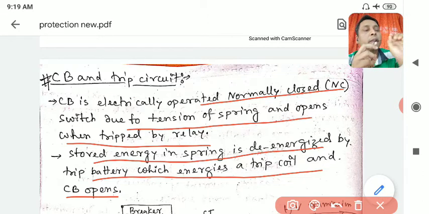So there is a spring which stores mechanical energy, and the breaker is NC. Suppose you release it, then due to the spring pressure the contacts open in a fraction of a second. That is known as the spring being de-energized. You are compressing the spring and it is NC. Now you give a signal so that the spring discharges, and the breaker opens momentarily.